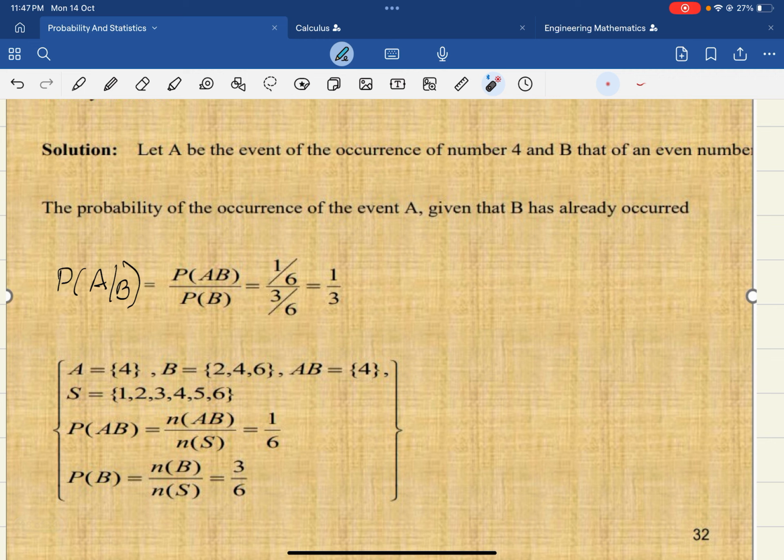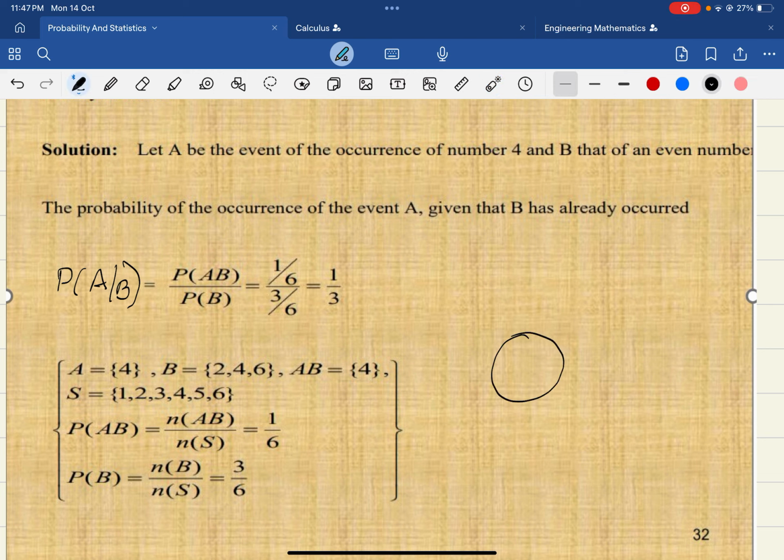B is an event of even number. Even number means what? 2, 4, 6. These are the even numbers when you roll a die. Okay. And then what is A intersection B? We have done it in set theory. What is the common portion? I hope you could understand that.